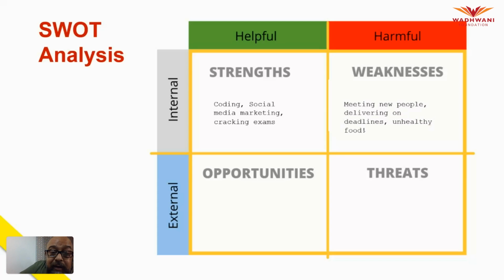What are internal and harmful? All right. For them, the weakness was that they were not extroverts to meet up with new people. They were not able to deliver on deadlines. And there were unhealthy food practices that they were going ahead and adopting. So you would wonder, how the heck does it matter? Unhealthy food practices. How does it matter? So let me give you a very brief example.